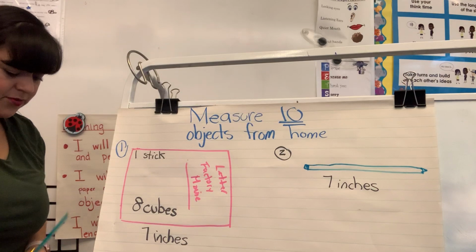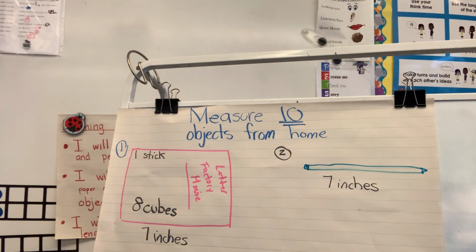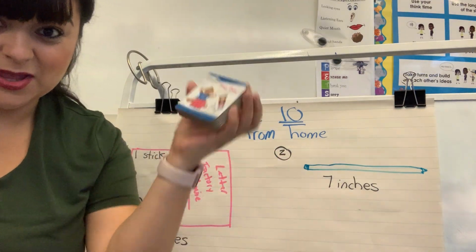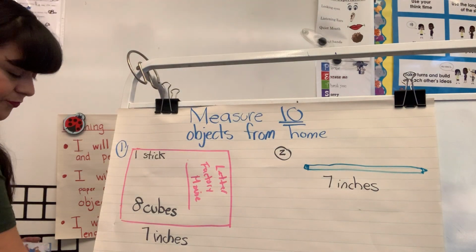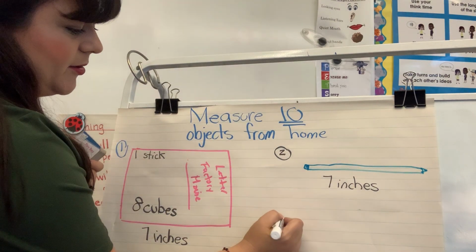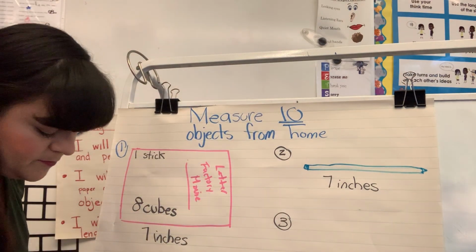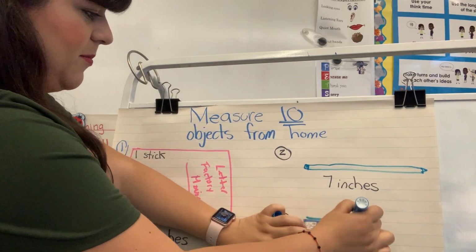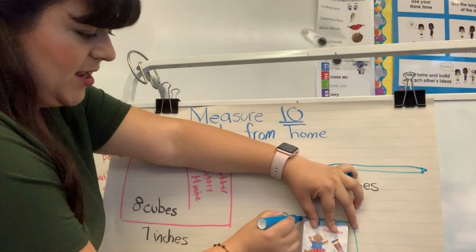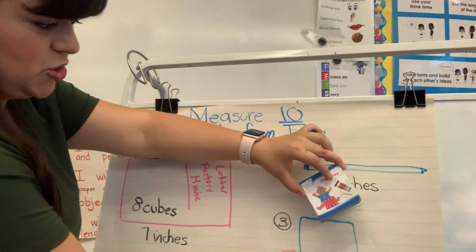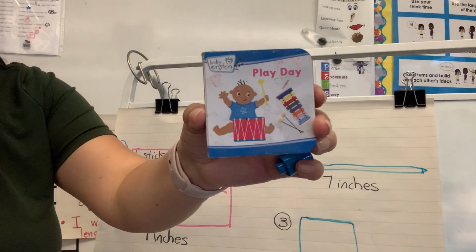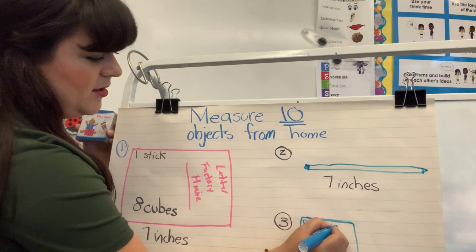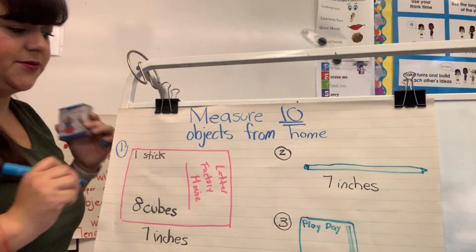Okay, now maybe I want to measure a little book that I have here at school. So I'm gonna write number 3, and I'm gonna draw my little book. Here's my little book. Oh, this is a small baby book, maybe for Areli or for your little brother or sister, okay? And the book says Play Day. That's the title, Play Day. So here's my little book.